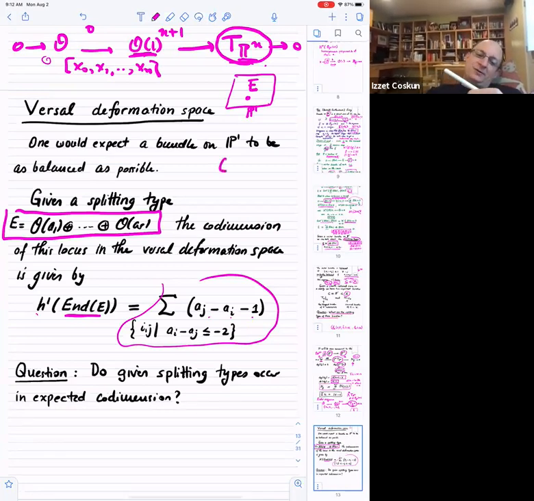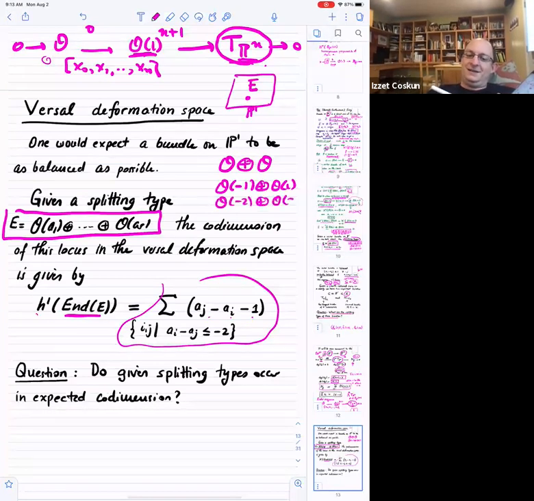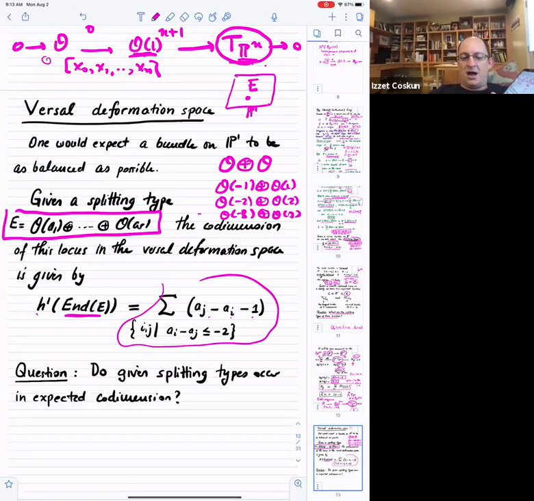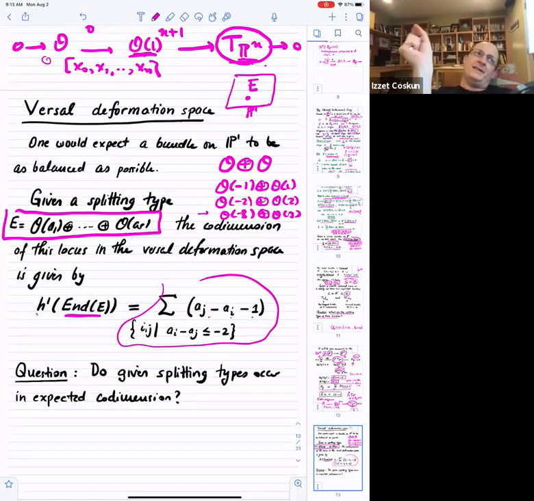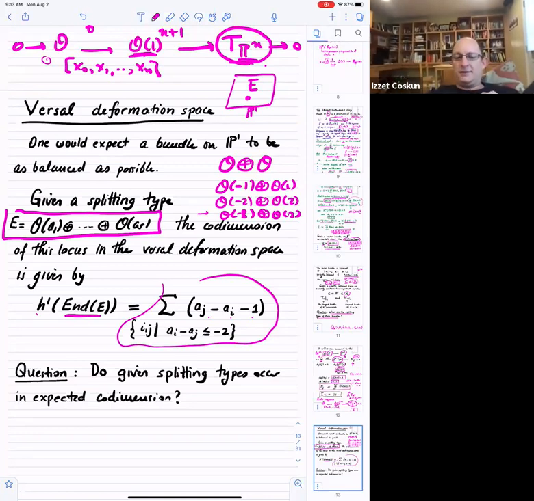For instance, if you started with something like O plus O, then in codimension 1 in the versal deformation space, it will look like this. In codimension 3, it will look like this. In codimension 5, it will look like this, and so on. So it's much less likely that you have such an unbalanced bundle. Of course, as long as you go deep enough in the versal deformation space, you'll see all deformation types. But the one that's most common is the balanced one, okay?